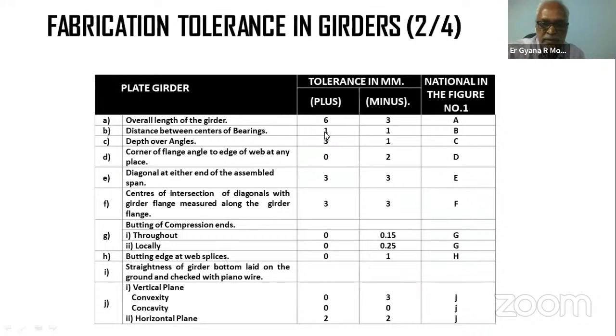Distance between centers of the bearings, plus or minus this much. Depth over the angles is this much, corner flanges. So different tolerances are to be very strictly adhered to.